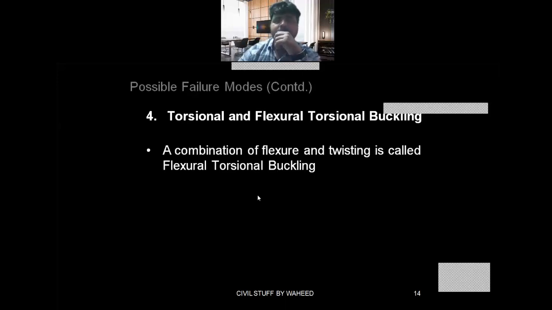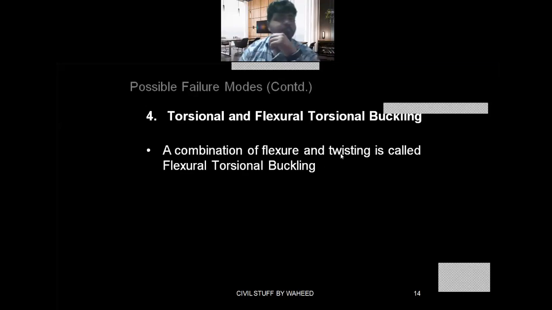And the last one is torsional and flexural torsional buckling. See, for these two, we have a list of possible failures, where the explanation is not there in your syllabus, because it is not that easy to learn about torsional flexural bucklings, which is beyond the syllabus. Okay. Now, a combination of flexure and twisting is called flexural torsional buckling. Now, flexure means what? Bending. What do you mean by twisting?